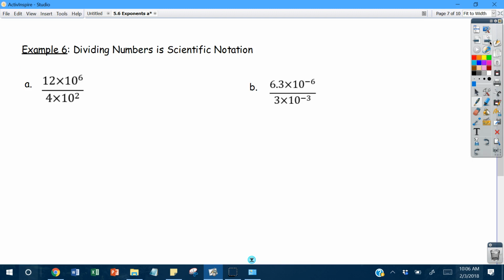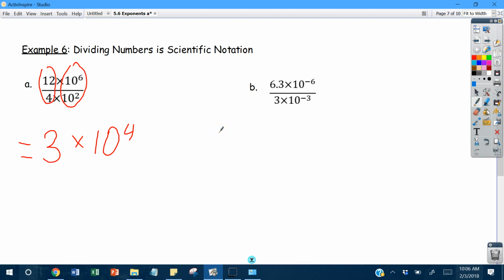Division works in a similar way. We can divide the number parts, and we can divide the 10 to the power parts. So let's do 12 divided by 4, and let's do 10 to the 6 divided by 10 squared. 12 divided by 4 is 3. And then the division rule says if you divide two numbers with the same base, you just subtract the exponents. So this will be 10 to the 6 minus 2, or 10 to the fourth power. So you just do subtraction there, and that's in scientific notation.